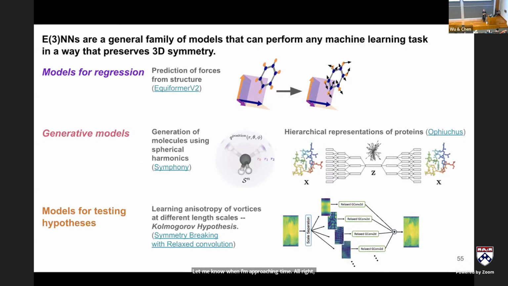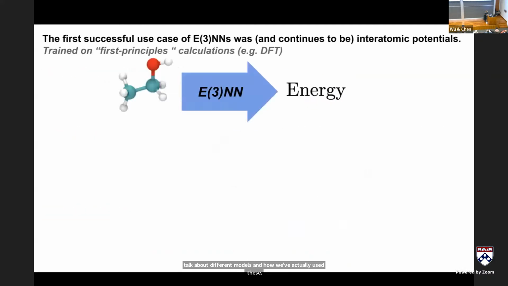All right, so let's go back to applications. Now that we have had our vegetables, we can now have our dessert. Let's talk about different models and how we've actually used these. Let's start with regression. First, a little bit of background, since I suspect that many folks in the audience don't do molecular dynamics. Probably the first successful use case of these Euclidean neural networks was for learning interatomic potentials. Given a configuration of atoms, what are the forces experienced by the atoms? Specifically, training on very computationally expensive quantum mechanical calculations that typically take hours to days to weeks on supercomputers. This would be something like density functional theory, if you're familiar with that.